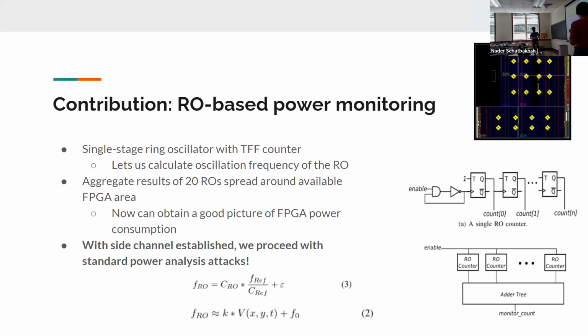And now that you have 20, you can just add up all the results, and equation 2 there links in with what Shor was saying. From the design perspective, you know roughly what frequency the ring oscillator is supposed to be operating at. And any deviations from that, once you aggregate them together, most likely scale linearly with the voltage in the area. So now you can obtain a good picture of the FPGA power consumption. And after this, you just have a side channel for voltage and power monitoring, and you can proceed to attack it as you normally would with other side channel attacks.